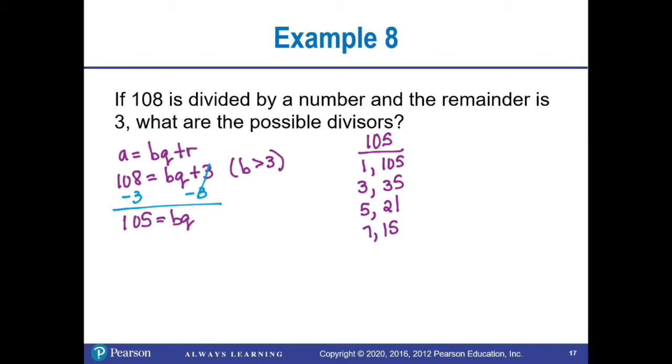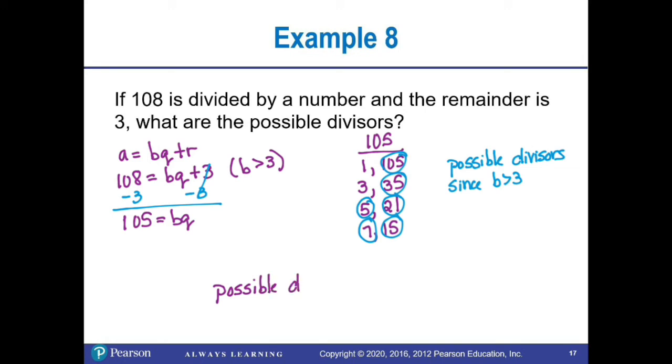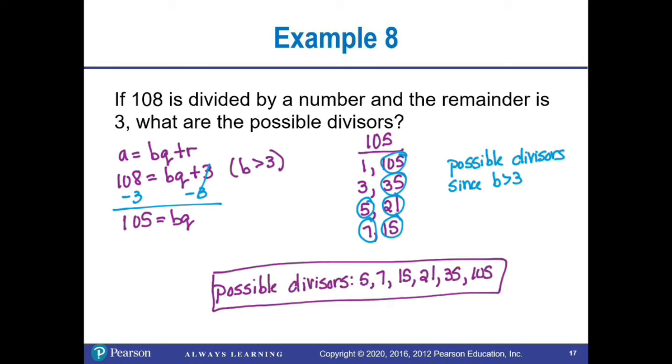8, 9, 10, 11, 12, 13, 14 are not factors. And then the next number is 15, which is in my list. Now, my possible divisors have to be greater than 3. So all of these are my possible divisors. These are the numbers greater than 3. And so my answer here, my possible divisors, are 5, 7, 15, 21, 35, and 105.